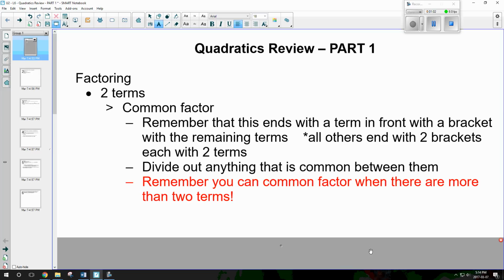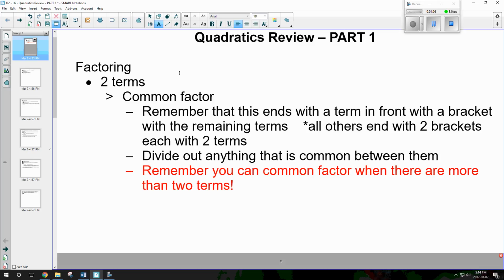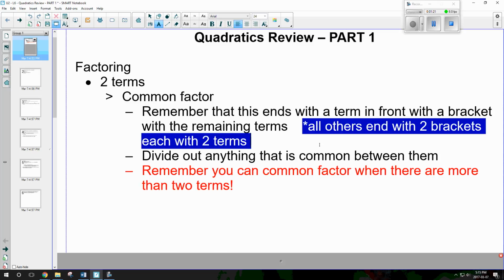And sometimes when you common factor, sometimes there are 2 terms. It's one of the types that often has 2 terms. So with common factoring, remember that common factoring ends with a term in front of the brackets with all the remaining terms inside the brackets. Remember, all the other types of factoring besides common factoring, they always end with 2 terms inside 2 brackets. Common factoring is the only one that doesn't have that general ending with 2 brackets and 2 terms.